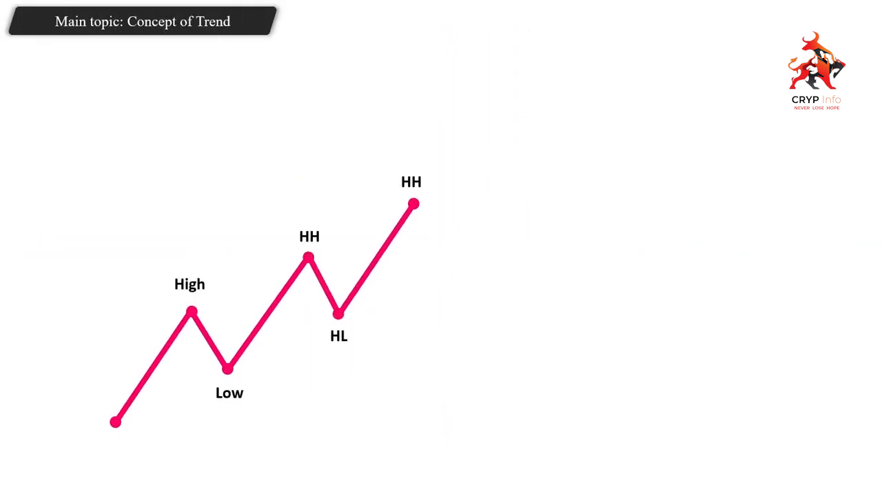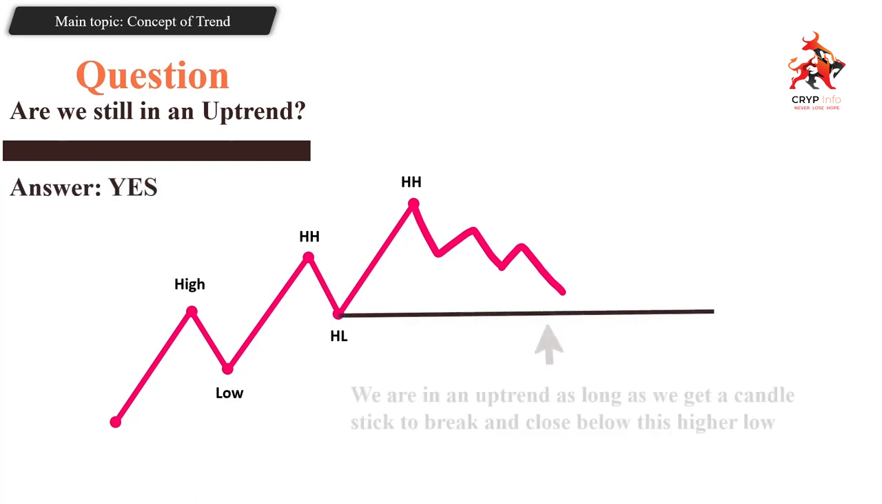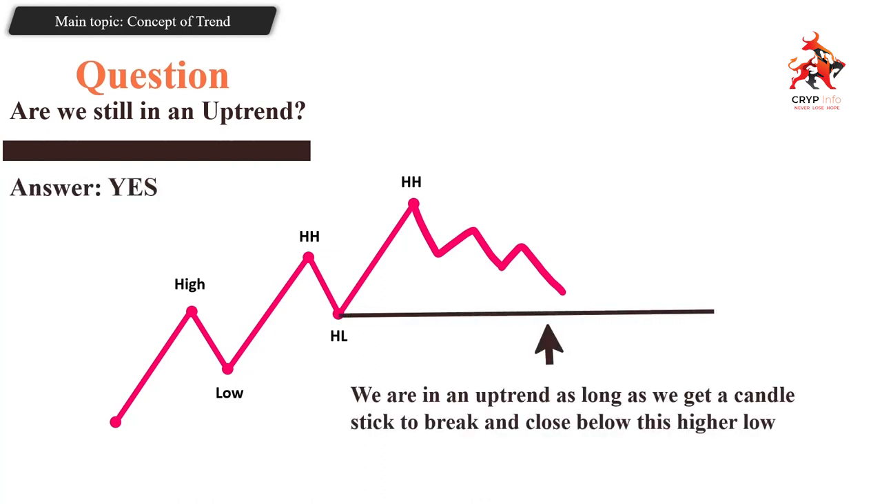But the problem is, market barely moves this clear and is often choppy. So in this example, here comes the question. Are we still in an uptrend? What about now? So the answer is yes. We are in an uptrend until we get a candle to break and close below this higher low.